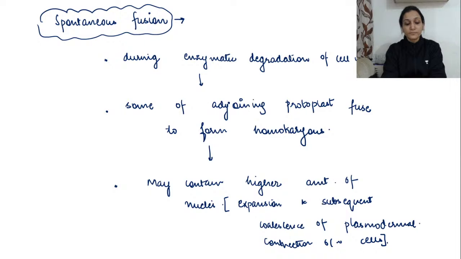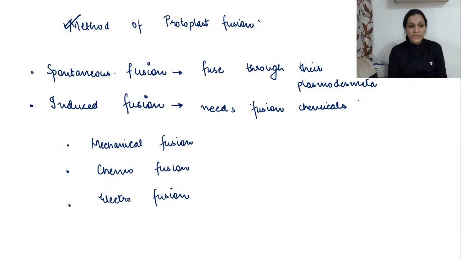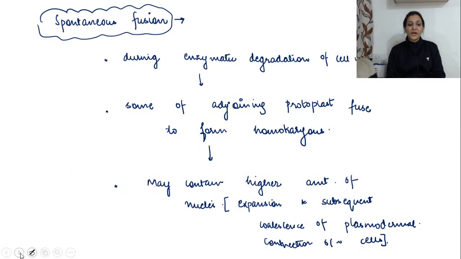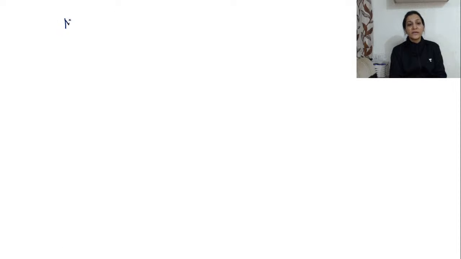Now let us talk about mechanical fusion. We have seen spontaneous fusion, which occurs through plasmodesmata. Mechanical, chemo and electro fusion are types of induced fusion, right? So we are talking about induced fusions now. In induced fusions, first is mechanical fusion.